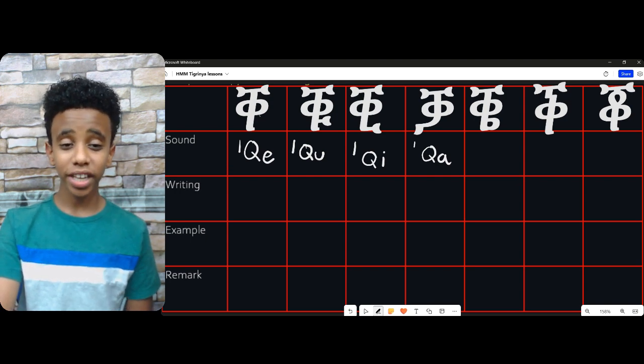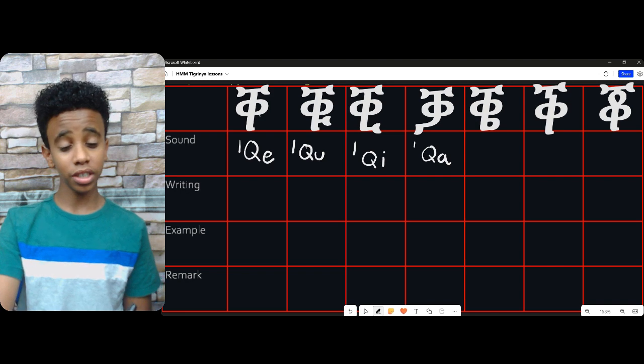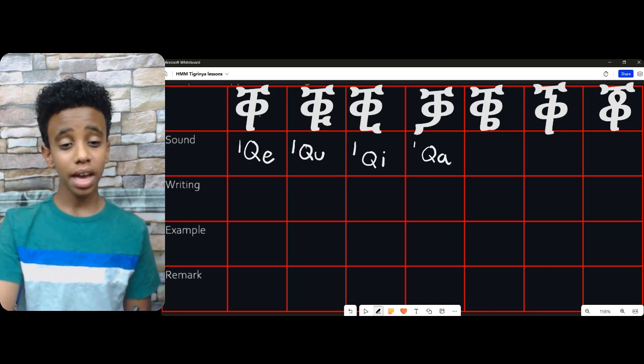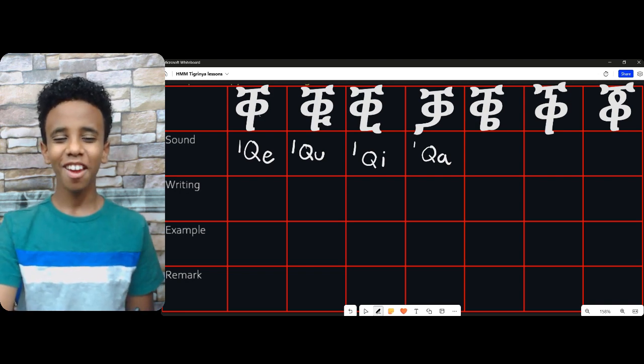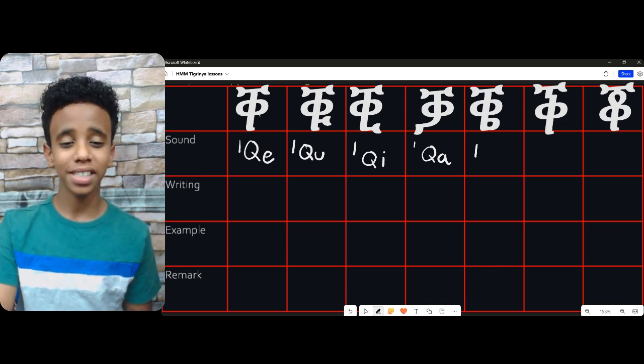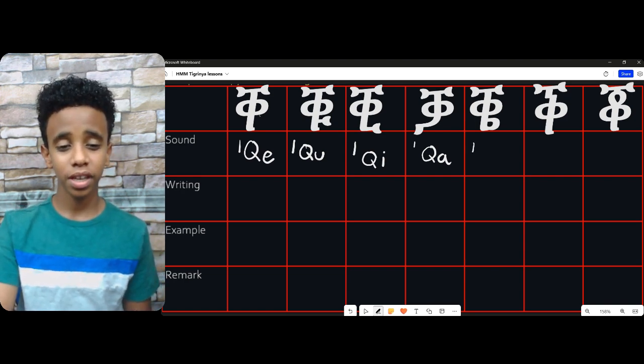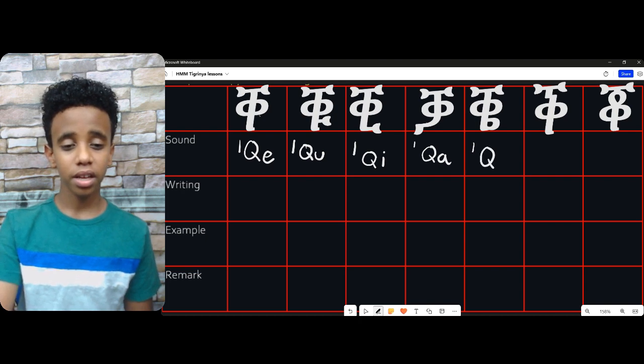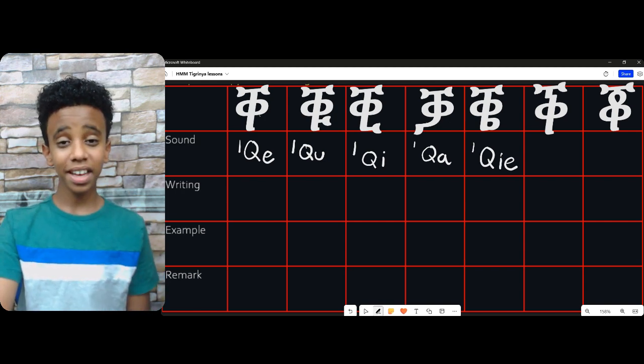Our fifth letter is the letter A. A. And if you were to write the letter A in Tigrinya, you would write it, in English, not bad. If you were to write the letter A in English, you would write it as apostrophe Q I E. A.